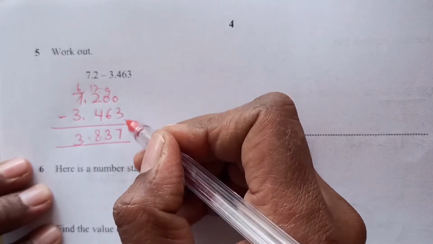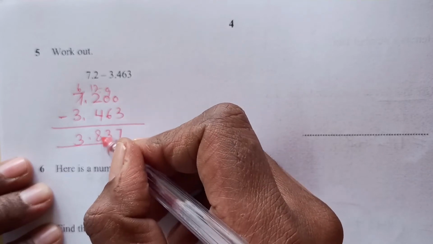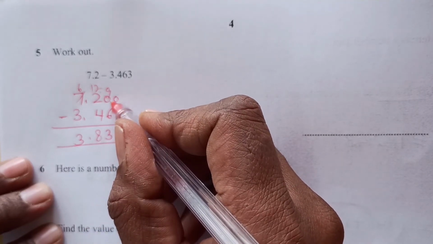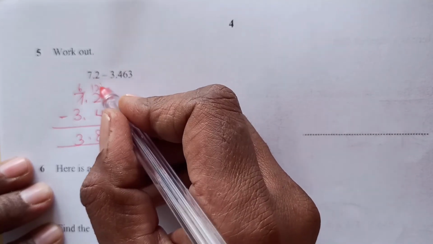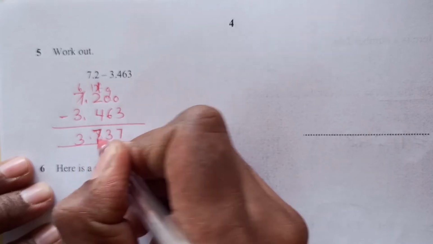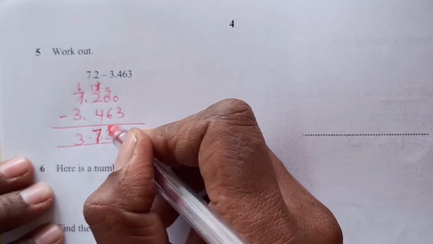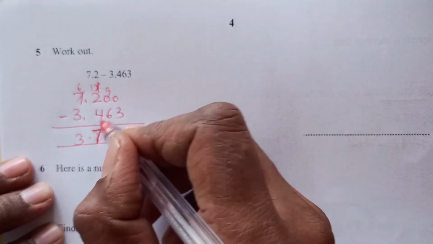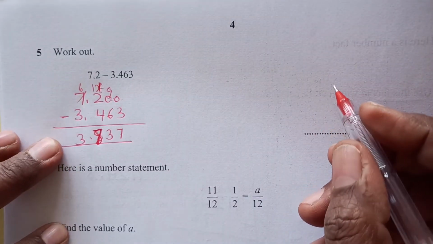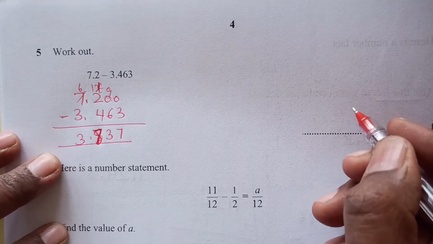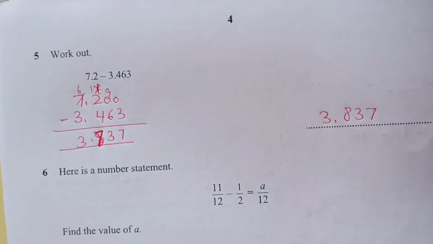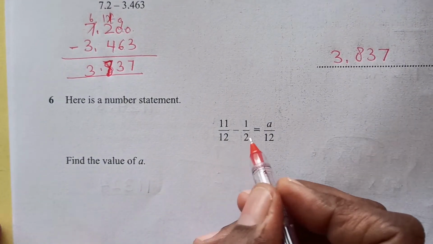I hope I did it correctly. This will be 11 minus 4. 7 plus 3, 10. 6 plus 3, 9. No, that was correct. Yeah. So it's 3.837, right? Now here is a number, find the value of A.